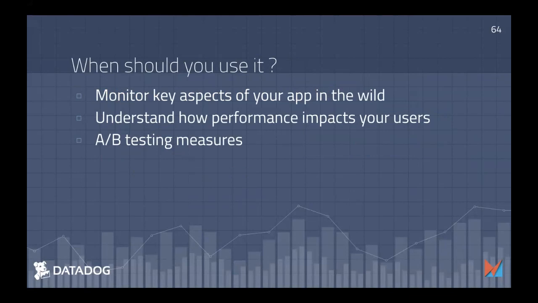So when should you use it? Mostly when you want to monitor key aspects of your app in the wild. For instance, if you have a key aspect of your application, like the key value that people use your application for, and it needs to be fast, you're going to want to monitor this one and not the rest. This can help you understand how performance impacts your users and can be very useful in A/B testing.